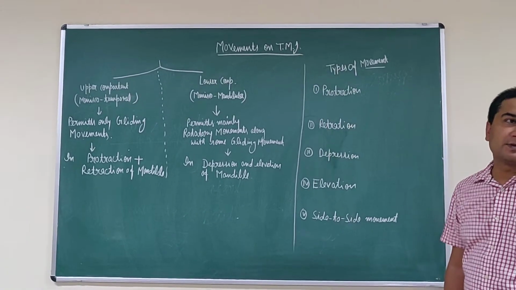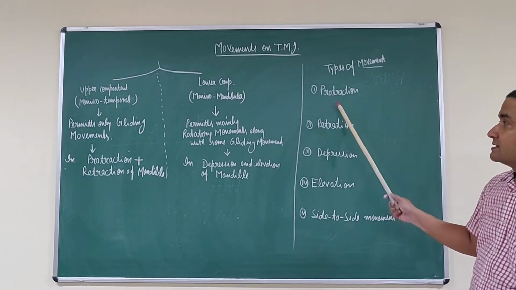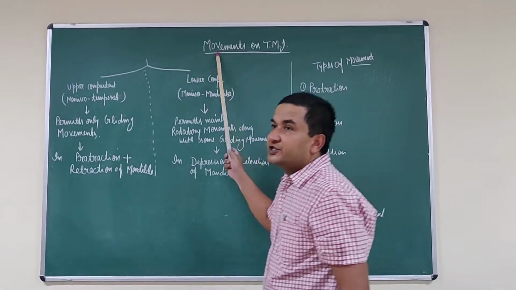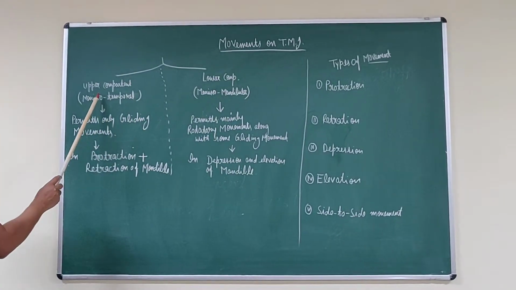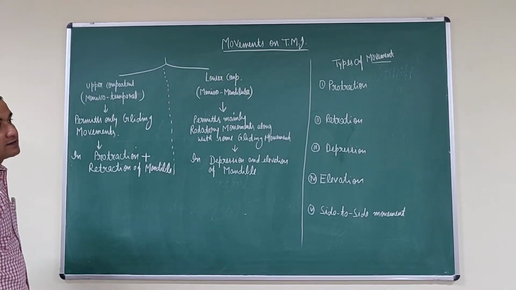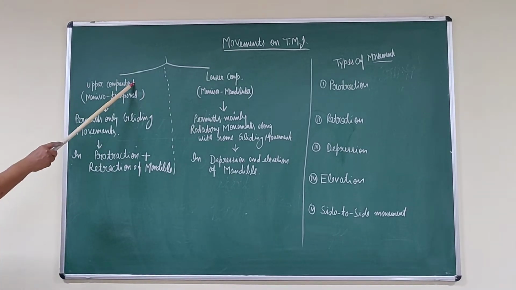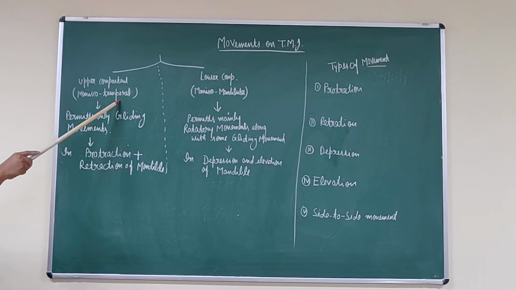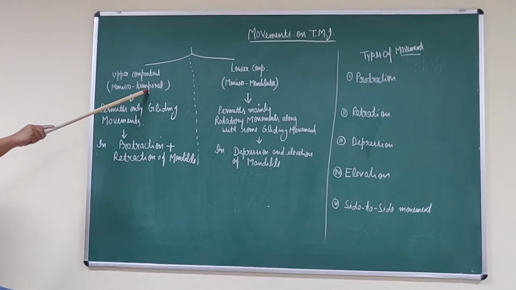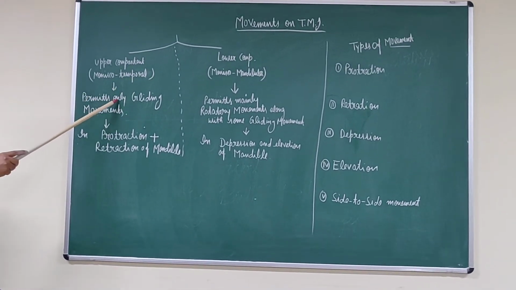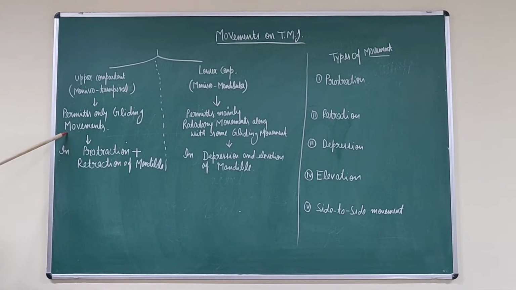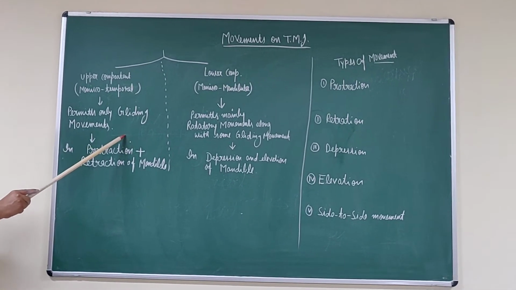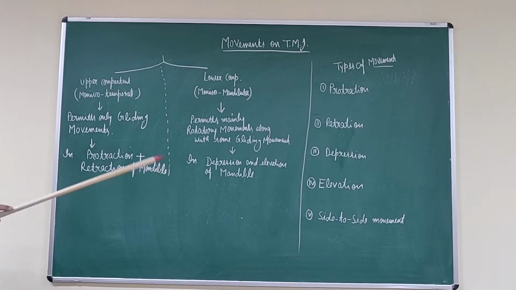Temporomandibular joints. We have previously discussed that the joint cavity is divided into two compartments by the interarticular disc. The upper compartment is known as the meniscotemporal compartment. This meniscotemporal compartment allows only the gliding movement of the head of the mandible on the mandibular fossa.